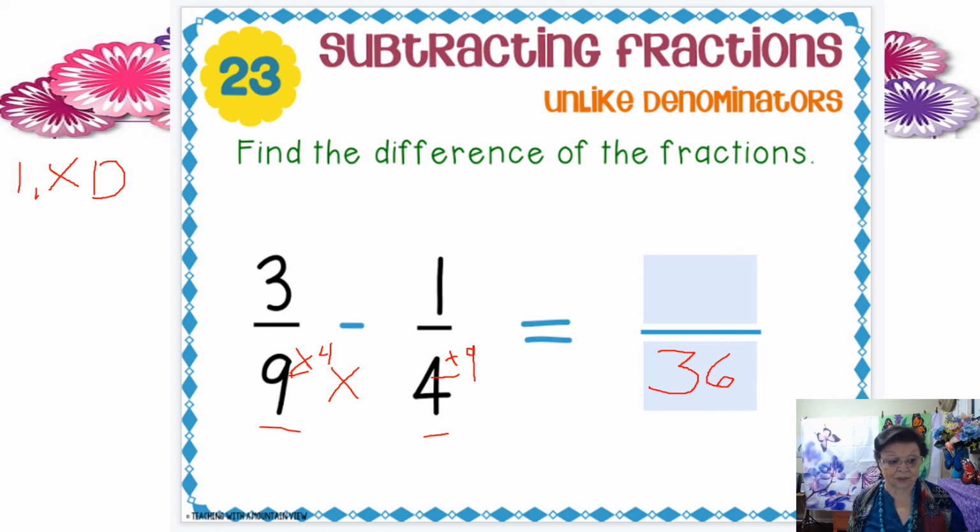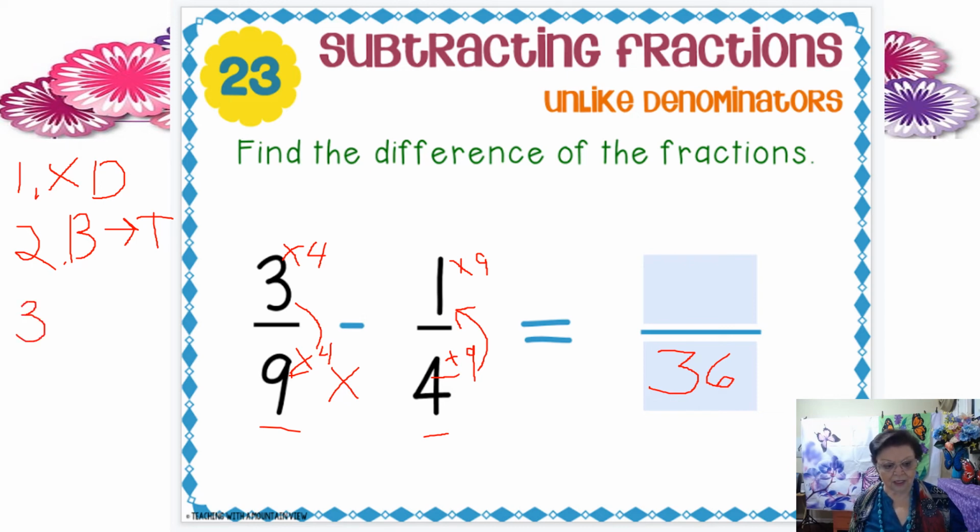Then, what's step 2? Whatever you do to the bottom, you have to do to the top. Correct. So on this fraction, we multiplied the denominator times 4. So now we have to multiply the numerator times 4. On this fraction, we multiplied the denominator by 9. So now we have to multiply the numerator by 9. And let's see what we get.